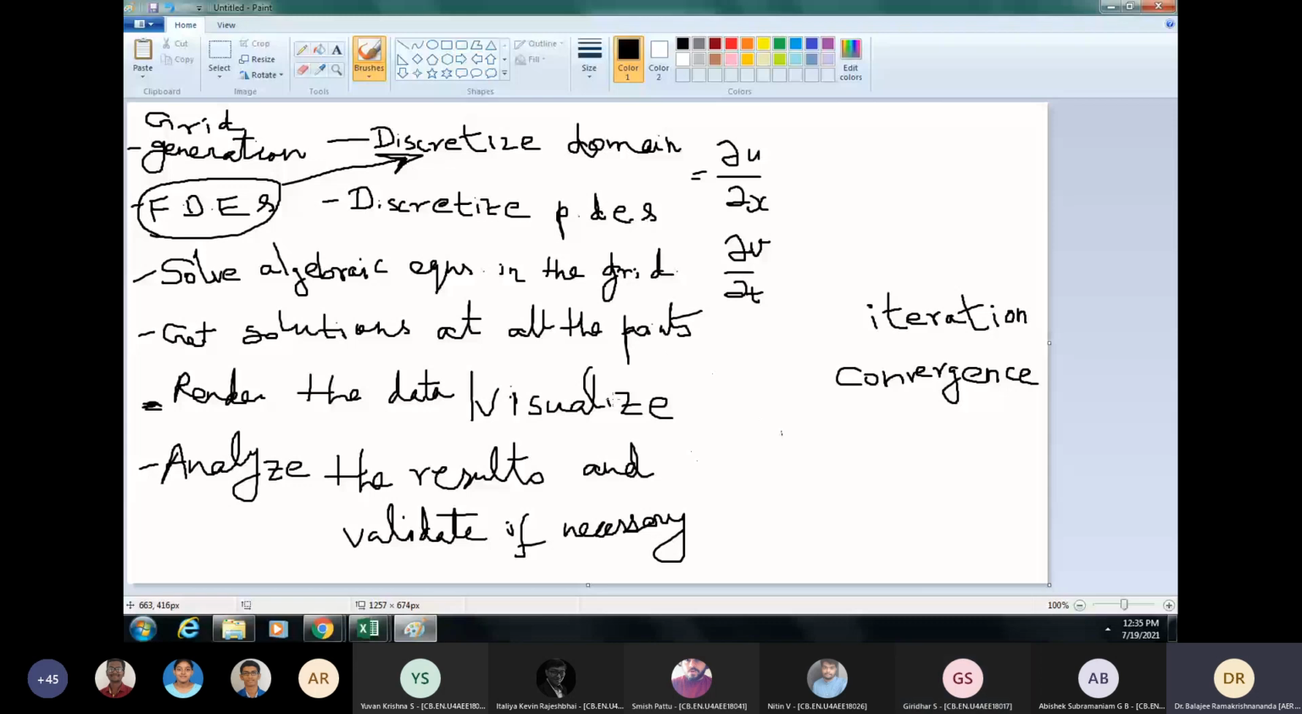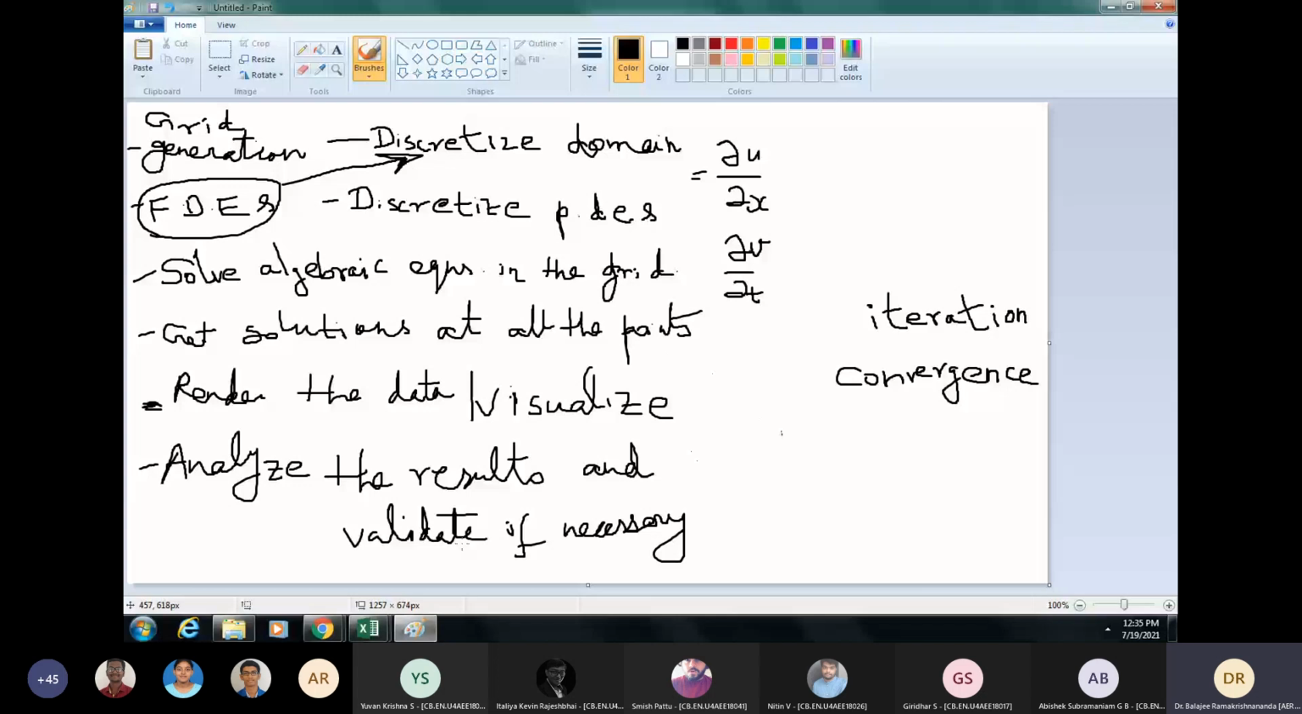So get solutions at all points, iterate. Finally, you say that you are getting the solutions at all the points. Then you say, okay, this is my solution. Then you want to see it, but numbers are very difficult to visualize, especially in 2D and 3D. Let's say I give you 2D numbers. How difficult will it be for you to find out what is happening? These numbers are varying, pressure is varying this way. It will be very difficult.